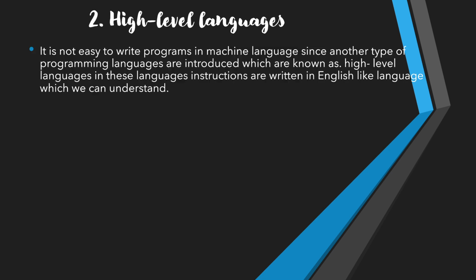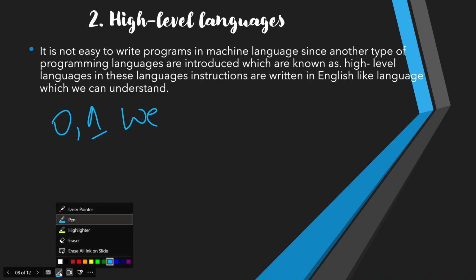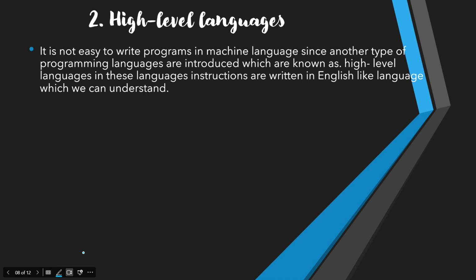Now we'll move to the high level language. It is not easy to write a program in machine language. I already told, right? In zeros and ones we can't write a program. It's very difficult for us humans to write in zeros and ones. So another type of programming languages was introduced, which are known as high level languages. In these languages, instructions are written in English, which we know very well and can understand.